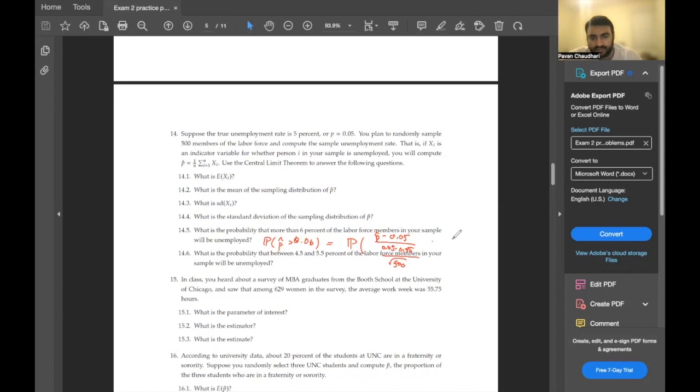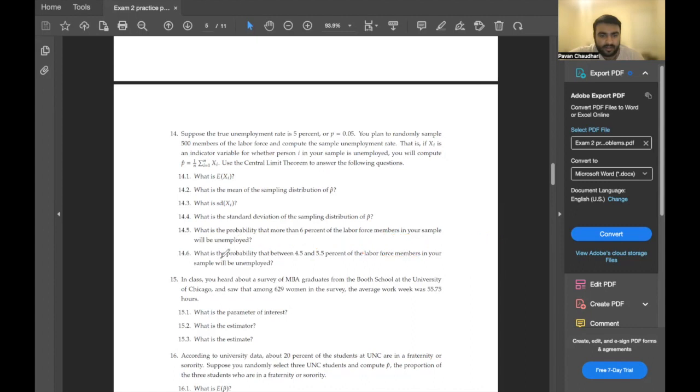And we're trying to find when this is greater than 0.06, so it's 0.06 minus 0.05 divided by 0.05 times 0.95, over the square root of 500. So we're converting this to a z-score. Okay. And then it's just a standard normal problem, and you look this up in the z table.